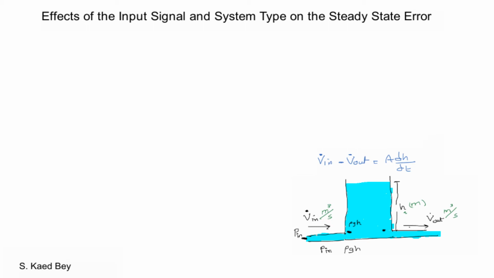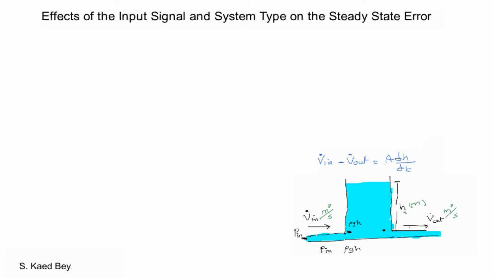In the previous video, using the mass conservation law, the water level control tank system under study was expressed in the simple first-order differential equation. The differential equation states that the volumetric flow rate in minus the volumetric flow rate out equals the rate of change of the water level height.